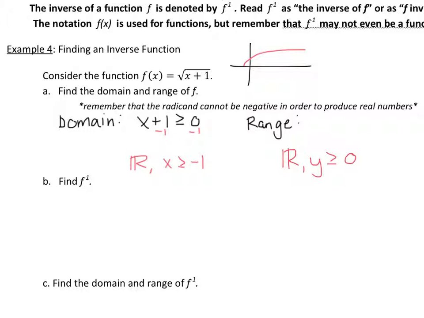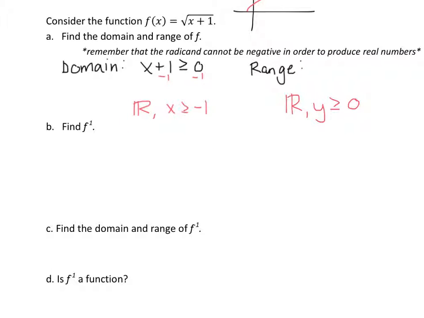Part B says find f inverse. Okay, so we're going to do what we did on the front page. And the first thing is switch x and y. All right, so we can replace f of x with y. So instead of y equals square root of x plus 1, I'm going to write x equals square root of y plus 1. Everybody follow me there? I didn't lose anybody? Okay.